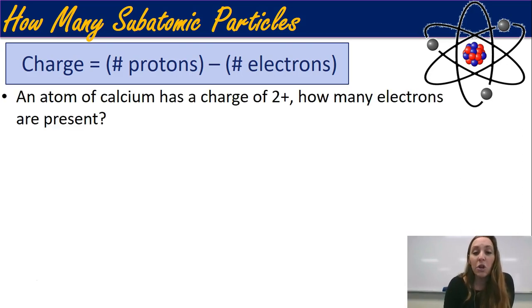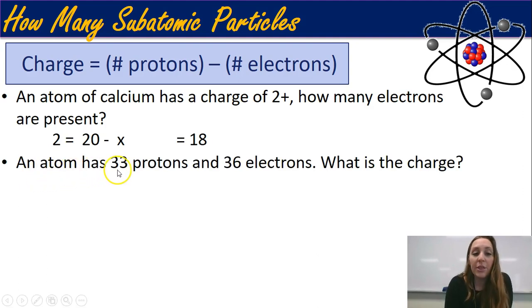An atom of calcium has a charge of 2 plus. Now you can have positive and negative charges, so make sure you track that in your math. How many electrons are present? All right, so charge 2 equals the number of protons. Number of protons is the atomic number, so you go on your periodic table and find calcium. Calcium is atomic number 20. So 20 minus, we don't know the number of electrons, X. So 20 minus what gives us 2? The answer is 18. So this atom has 18 electrons.